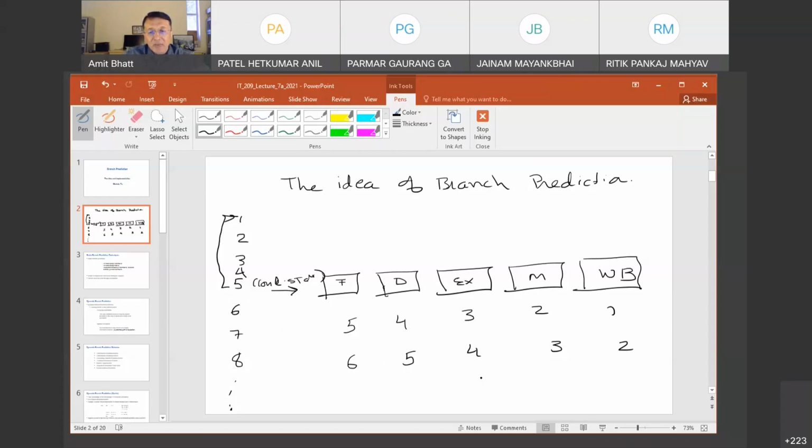So in the next cycle, 5 will enter execution, 4 will be in the memory stage, 3 will be here, and then 2 will be retired. 6 will come to decode. And once again, since 5 has just entered the execution stage, number 7 will come here.